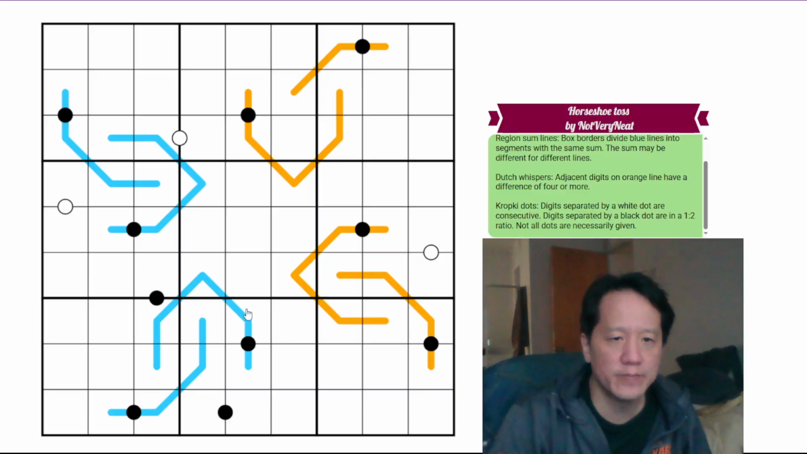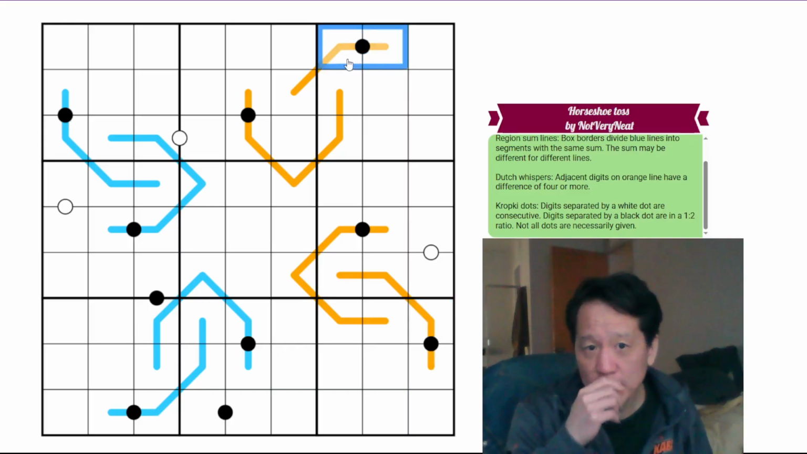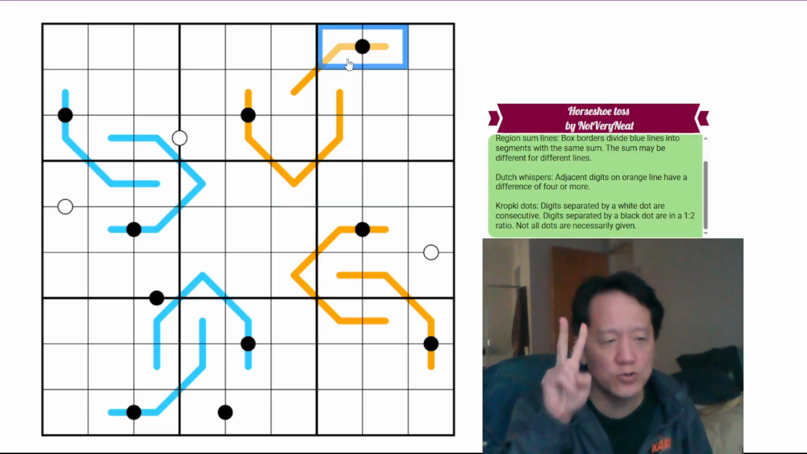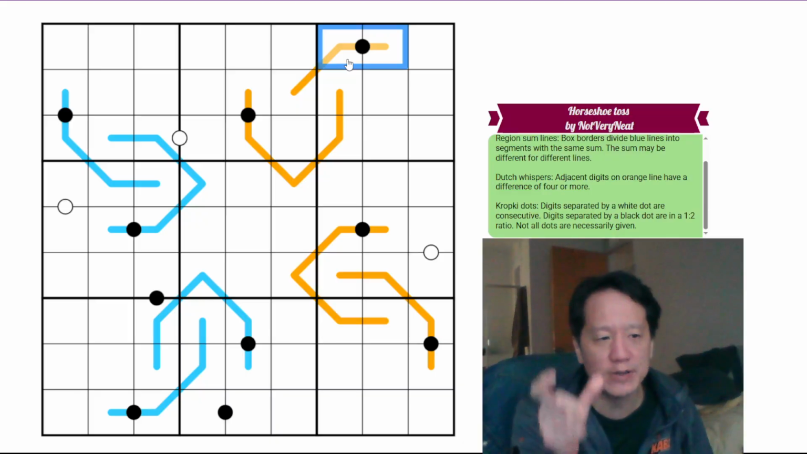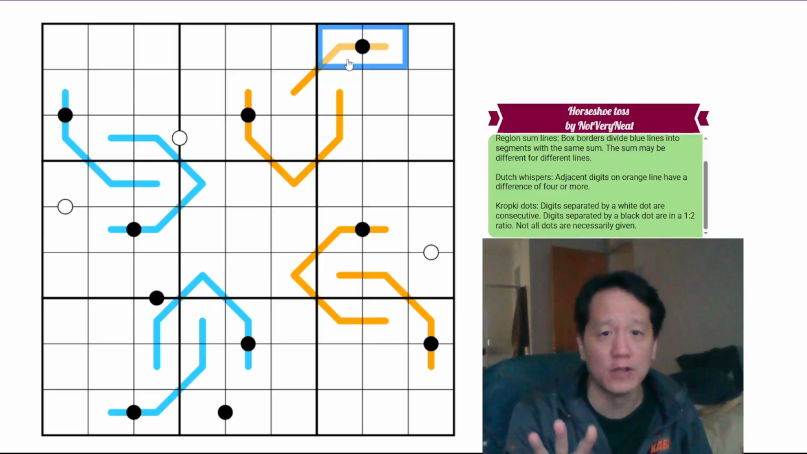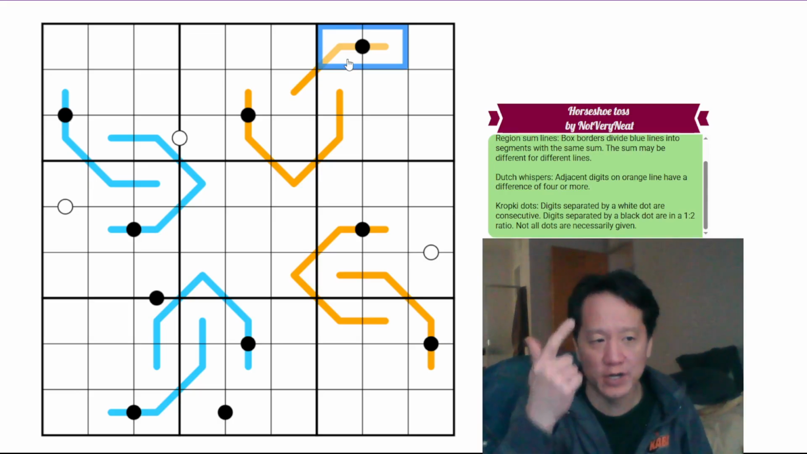Okay, we've got a lot of black Kropke dots, but do we have enough? One thing we know is, if you have two digits with a black Kropke dot in between them, and they're also neighbors on a whisper 4 line, the only possible combination you can have is 4 and 8.